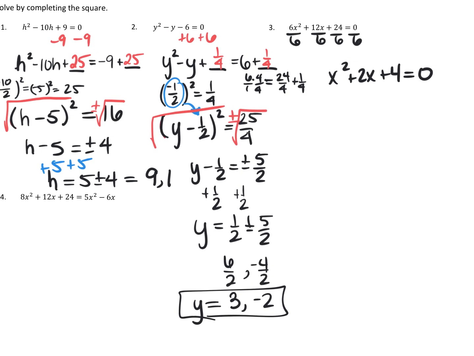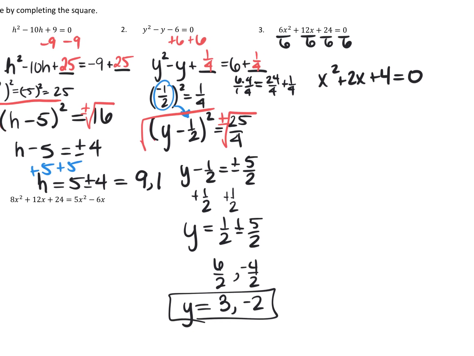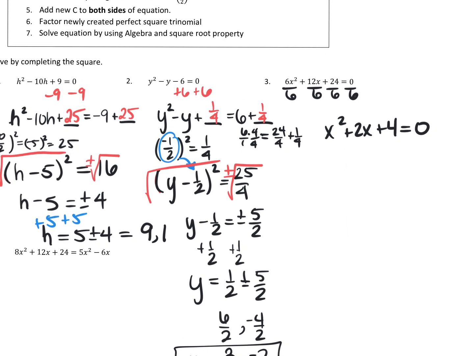So, still not a perfect square trinomial, right? Because 2 times 2 is 4, but 2 plus 2 is not 4. So what's my next step? Move my c, right? So x squared plus 2x plus something equals negative 4 plus my new c. Here's one that could not have been factored, right? What's my new c?